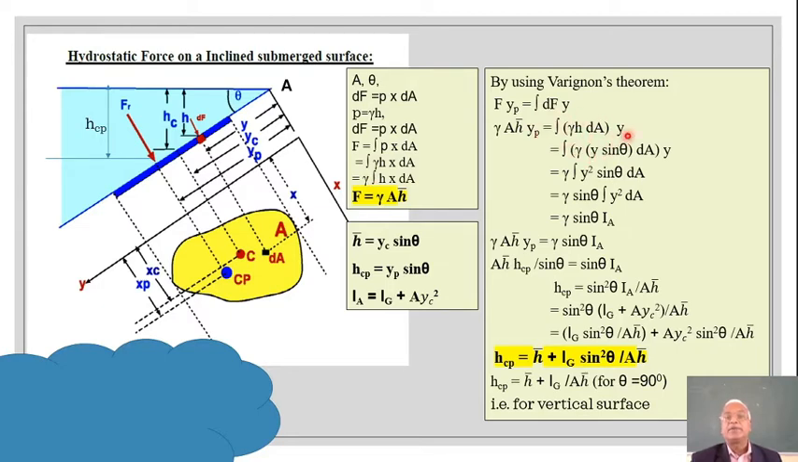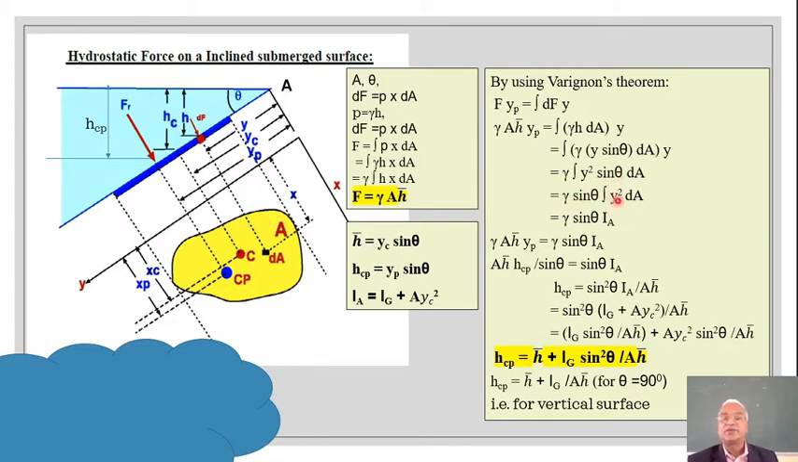then multiplied by y. So this gamma is taken out, h is written as y sine theta, that is substituted. Then what happens is this y becomes y squared, sine theta is there, dA. So integration y squared sine theta dA, again theta is not changing, because of that it can be taken out. Gamma sine theta is outside, it's not a variable.